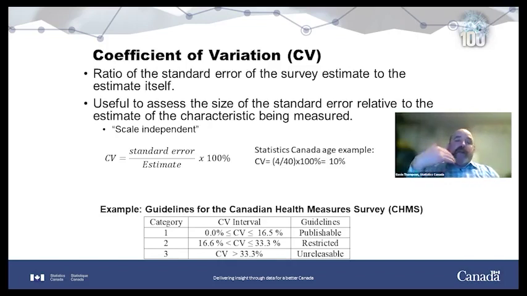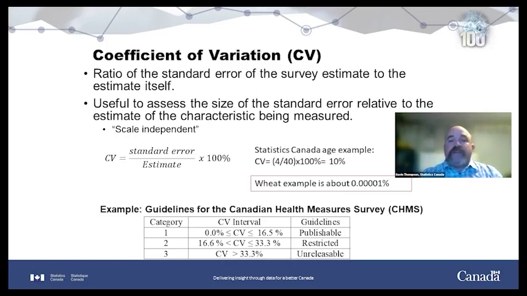So in my Statistics Canada example, the CV was 10%. It's 4, which is my standard error, divided by the estimate, which is 40, times 100%. So it gets us 10%. In the wheat example, my CV is like 0.00001%. It's fictitious, it's impossible. Again, I'm getting fired.